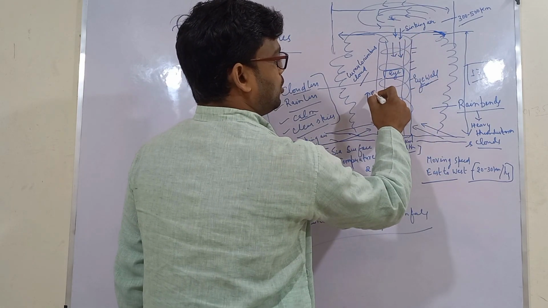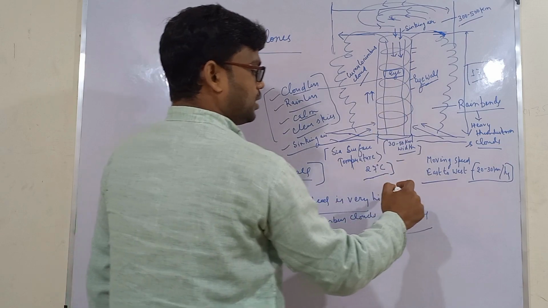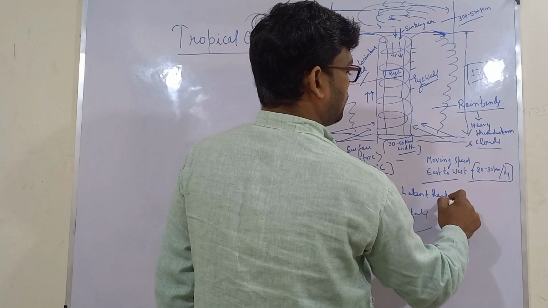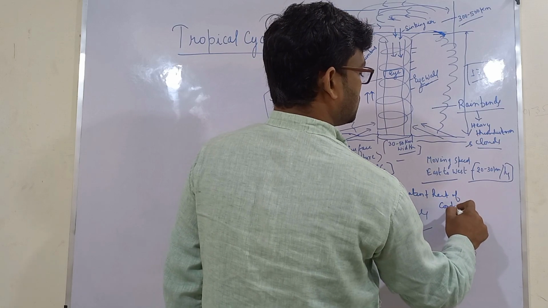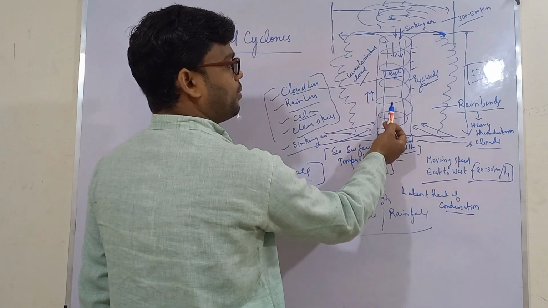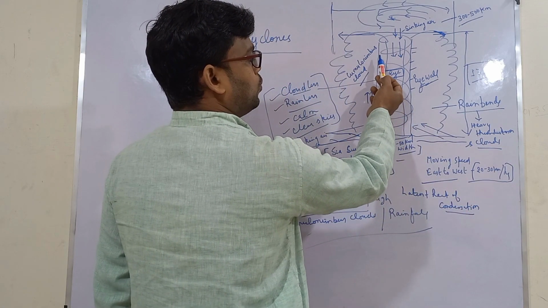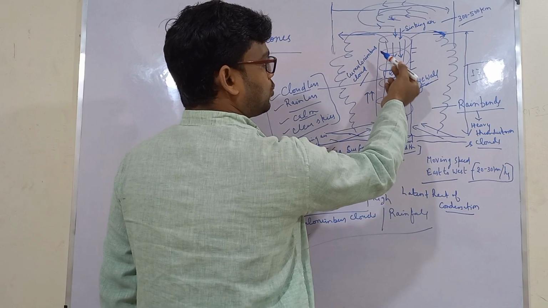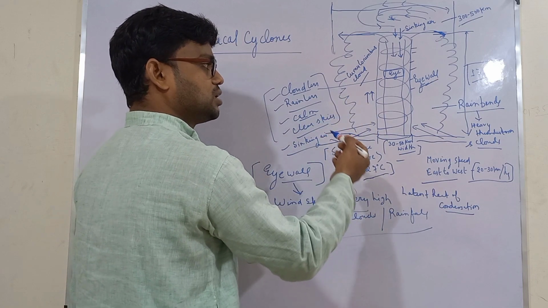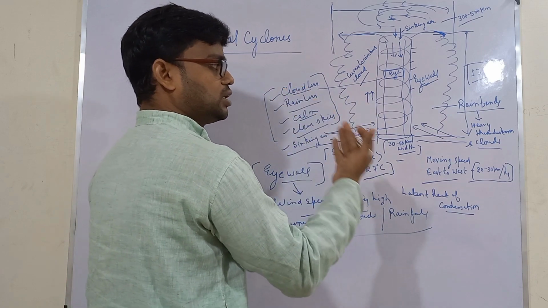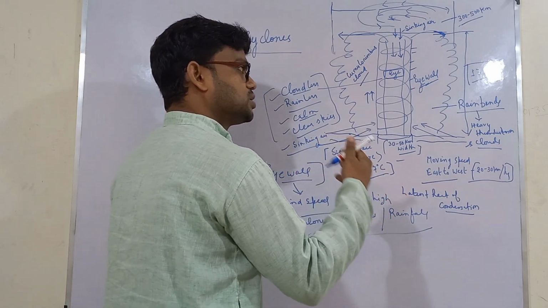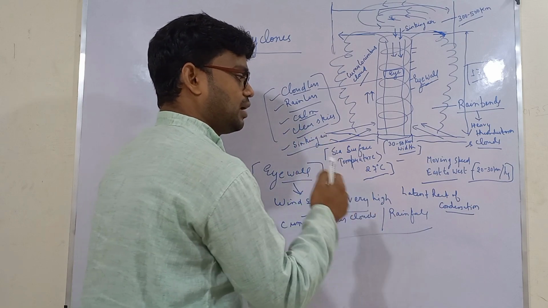Now when the air gets uplifted, it releases latent heat of condensation. When this warm air rises, it starts cooling down, and when it cools down, it releases latent heat of condensation, and that latent heat of condensation is another source of energy for tropical cyclones. The greater the amount of latent heat of condensation, the greater is the amount of energy in the cyclones.